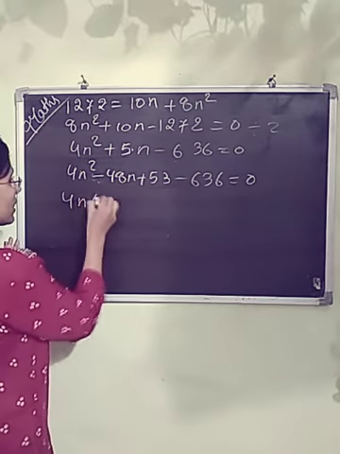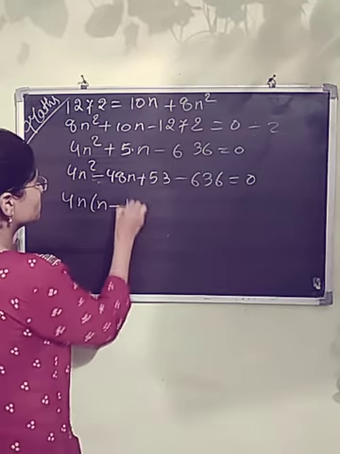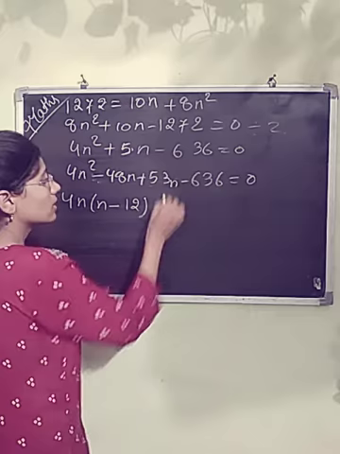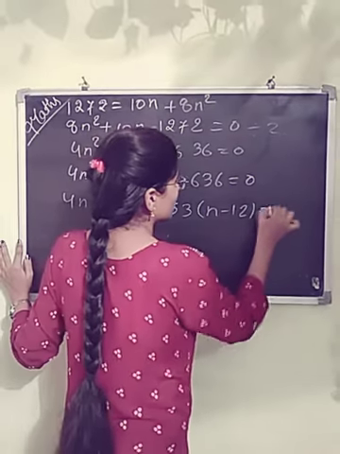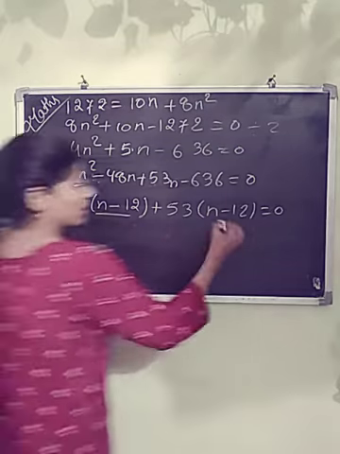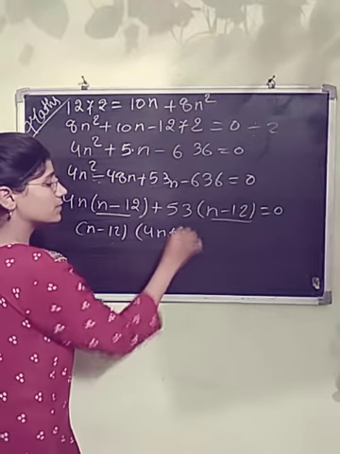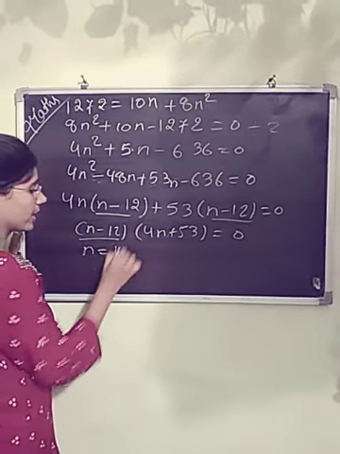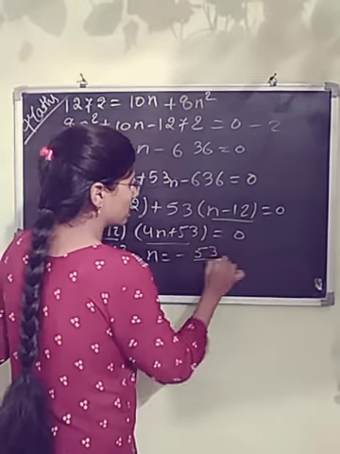Take out common whatever we can. So here 53 we will take out, and minus 12 will be inside. Then next further is n minus 12, and minus 12 remaining, 4n plus 53, equals to 0. If you take the first bracket with 0, n equals 12. And if you take the second bracket with 0, it will be minus 53 by 4.